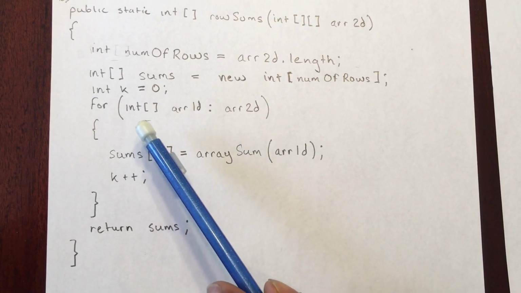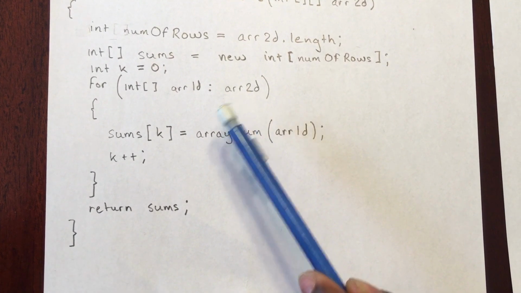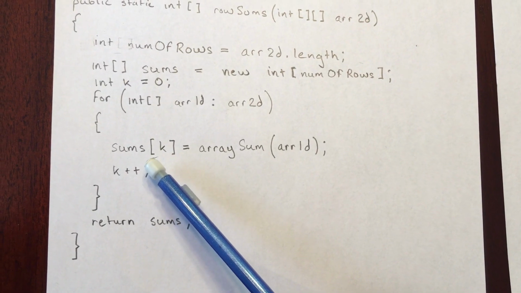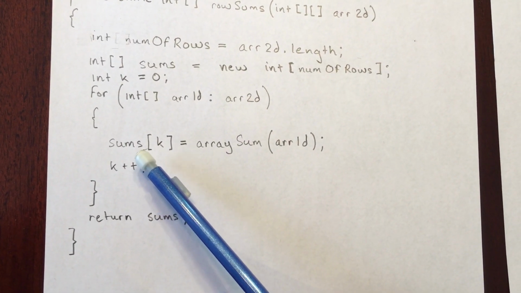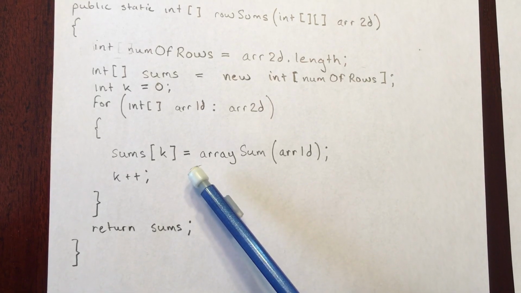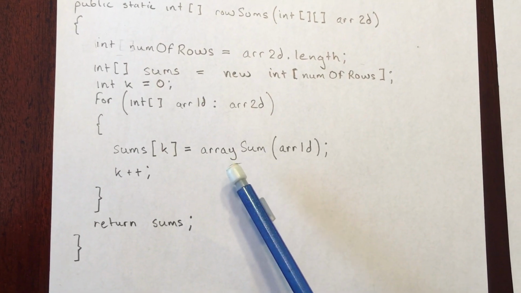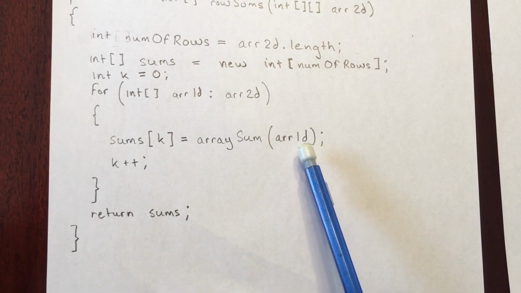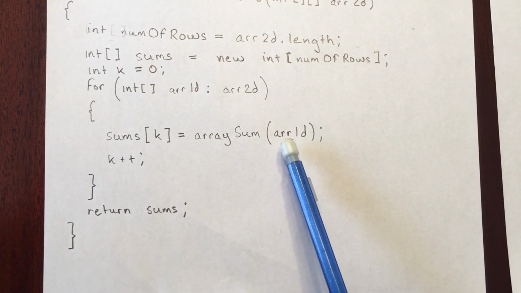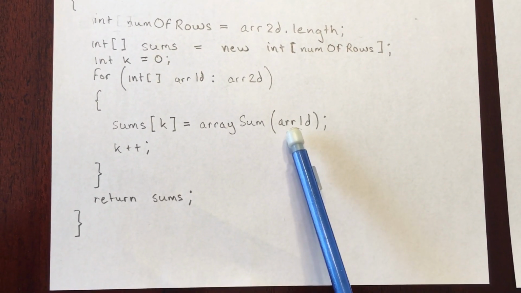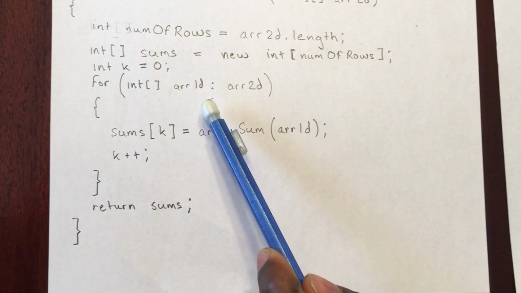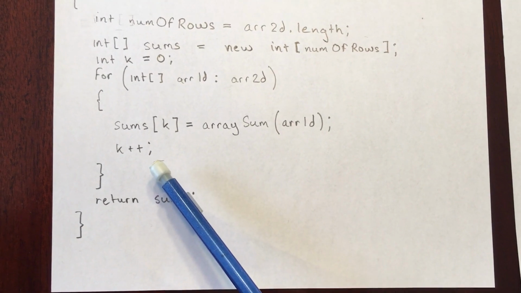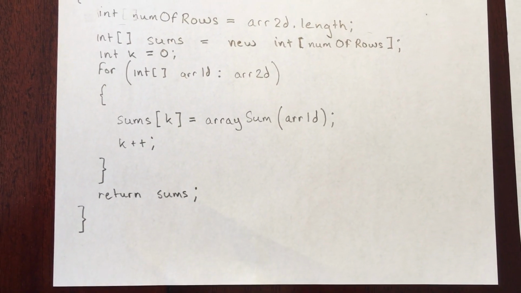So I said for each one-dimensional array in the two-dimensional array, the value in sums at index k should be changed to the sum of the values in the one-dimensional array at row k, and then k adds 1 each time we go through the loop, and then at the end you return sums.